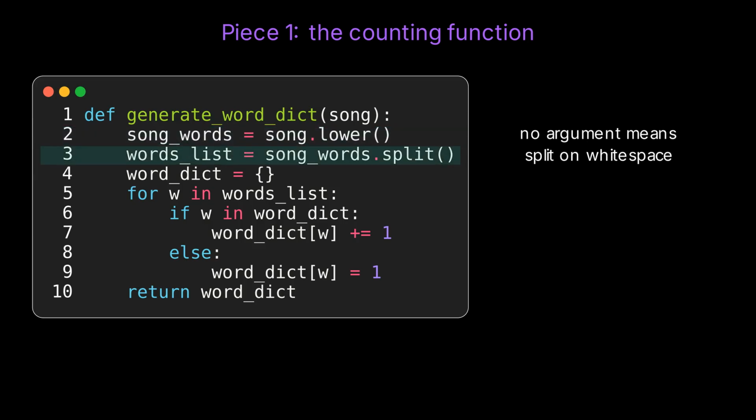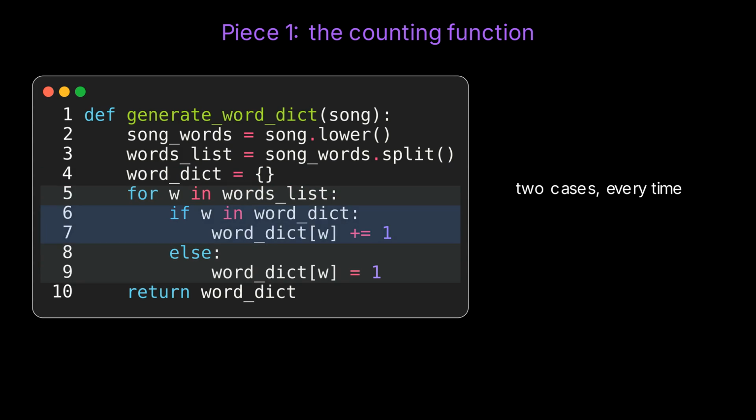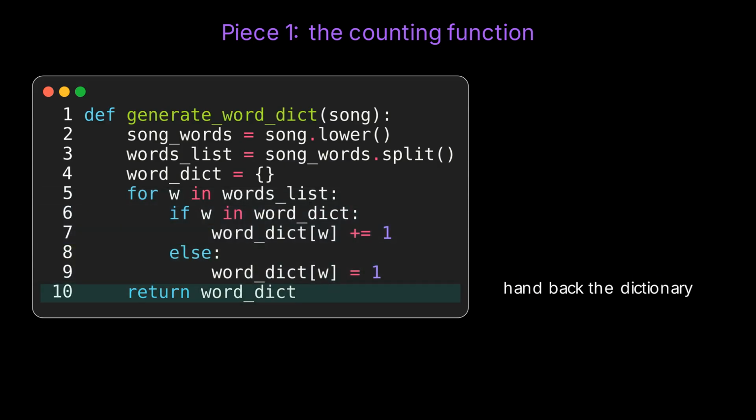Next, use split, called with nothing inside the parentheses. Given no arguments, split breaks the string on white space, turning it into a list of words, which is far easier to work with than one long string. Then create an empty dictionary. Now loop over the words. There are only 2 cases. Either the word is already in the dictionary, which we check with the in keyword, and then we increase its count by 1. Or the word is new, and then we add it with a count of 1. Finally, return the dictionary, which maps strings to integers.